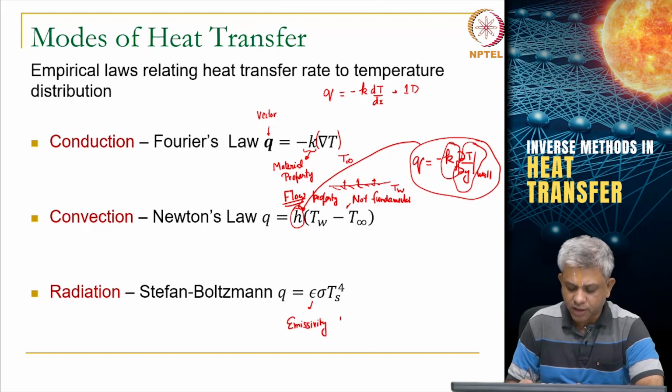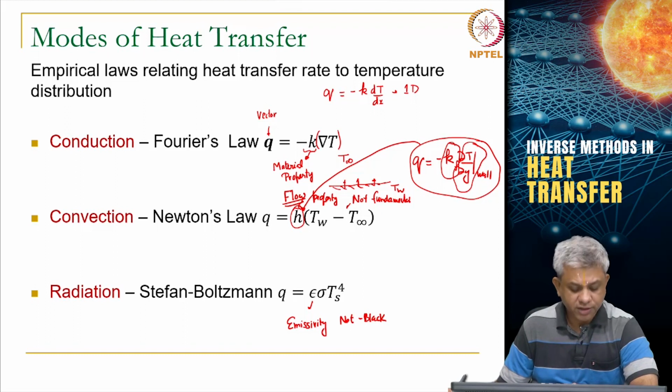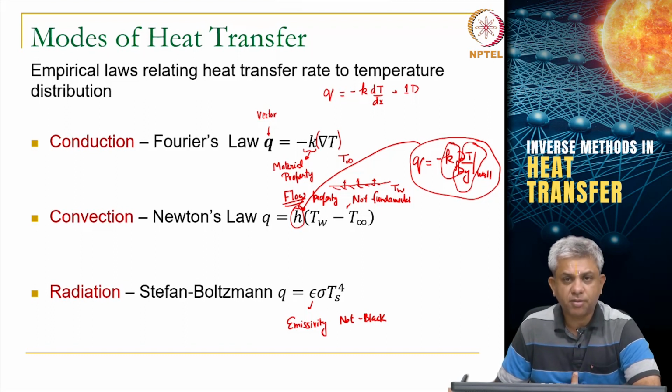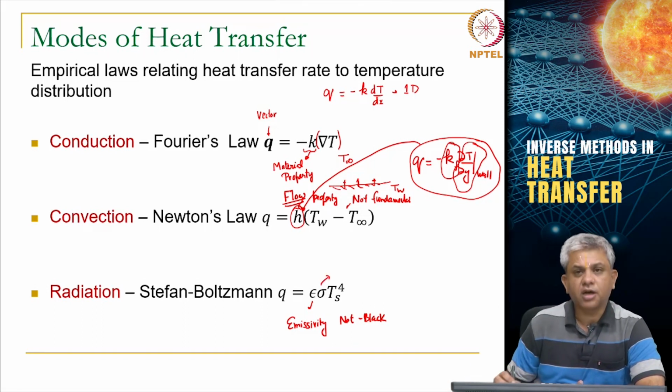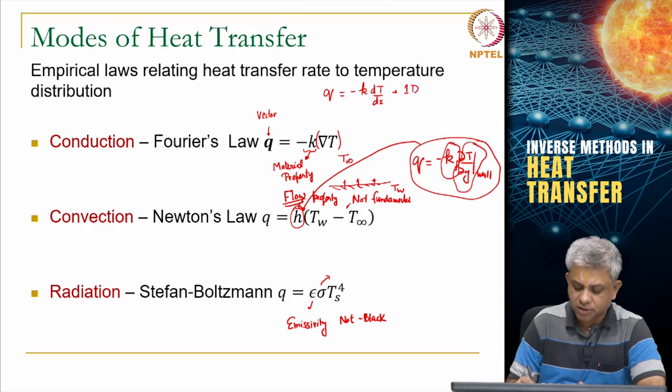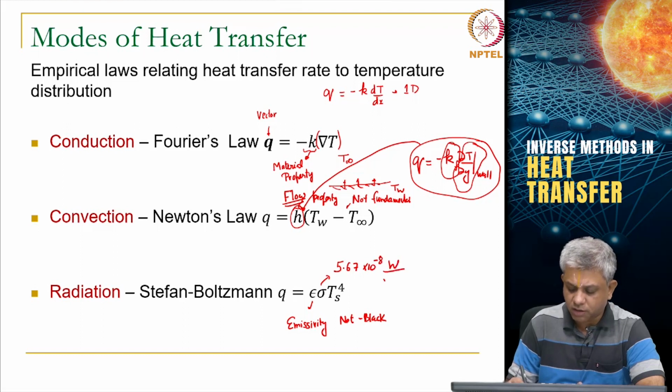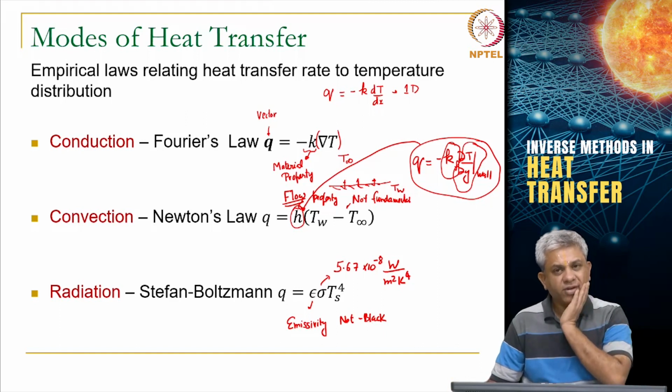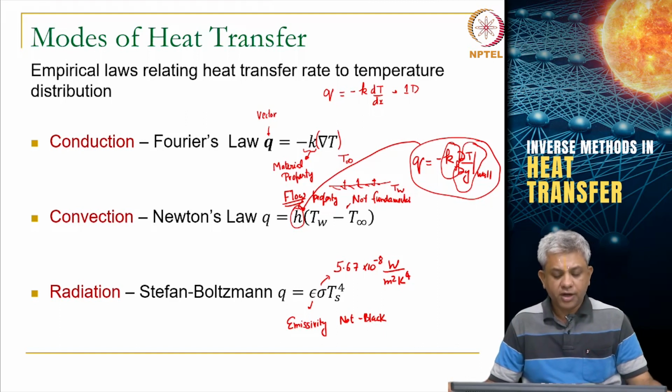This is in case the body is not black. So, unlike conduction and convection, radiation will work basically without a material itself. The second thing, of course, is sigma, the Stefan-Boltzmann constant. It is 5.67 × 10^-8 watt per meter square Kelvin to the power 4. All this again will be very familiar to you from your heat transfer classes.